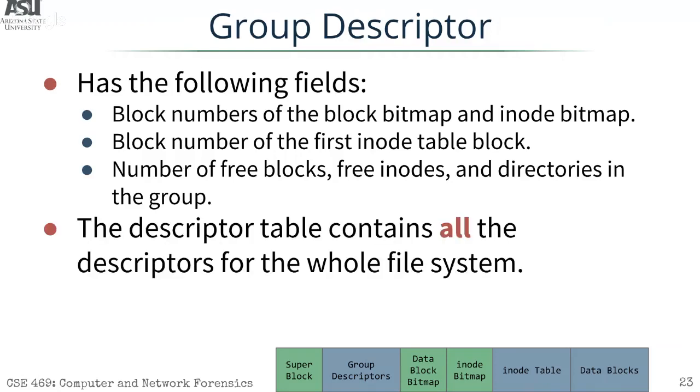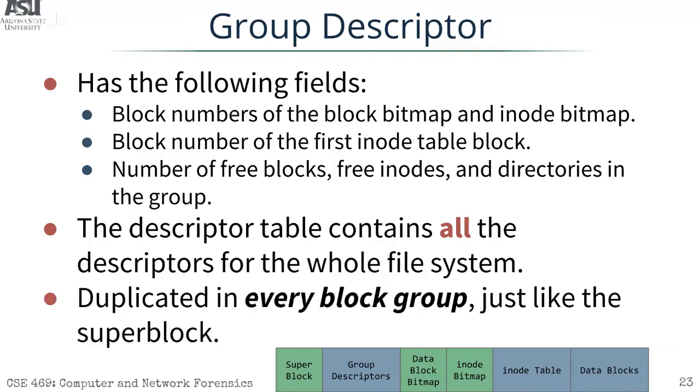The descriptor table contains all the descriptors for the whole file system. So it's actually duplicated in every block group, just like the super block. From here all the way to the end of the group descriptors is going to be the same for every block group in the file system.